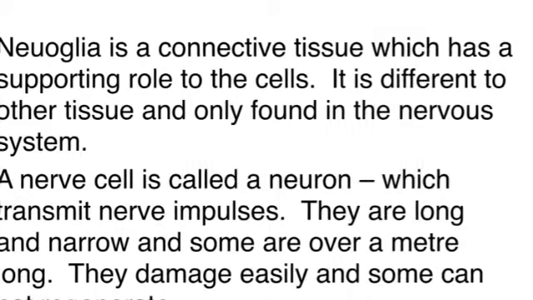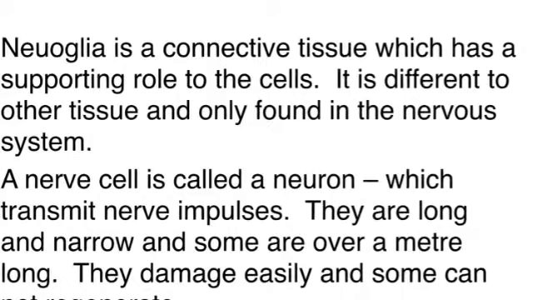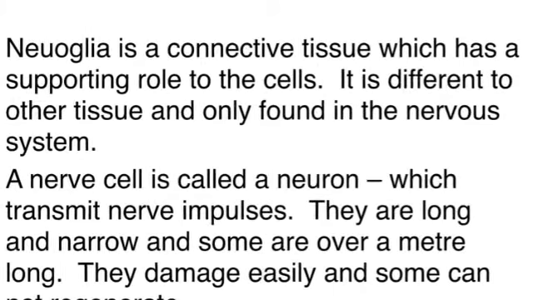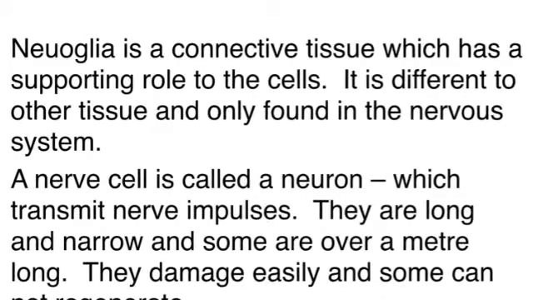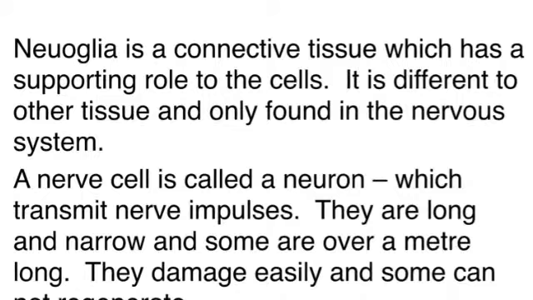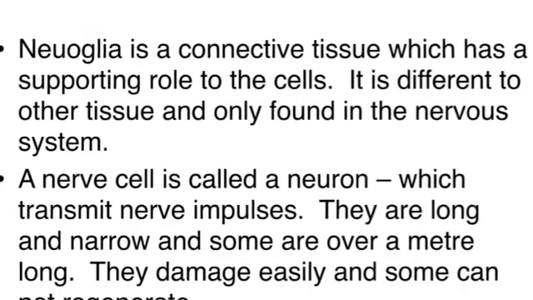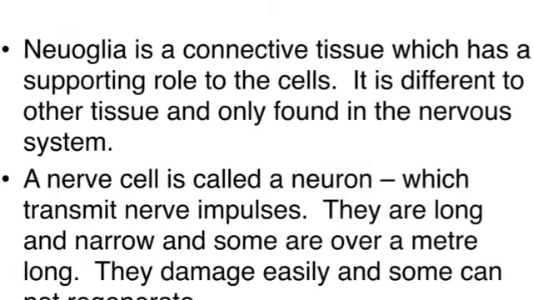Nervous tissue is composed of nerve cells. These nerve cells are known as neurons. These are attached fibres which transmit nerve impulses. Nerve cells are the basic unit of the system on which everything else is built. Like all cells, they have a membrane containing a nucleus and a cytoplasm, but they have a particular shape. They are long and narrow. Some are very long, up to a metre.